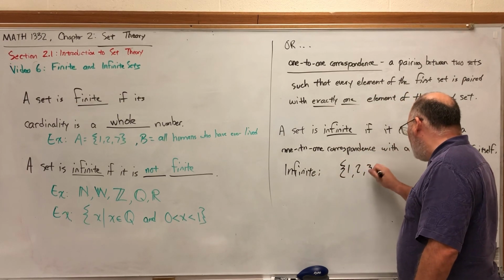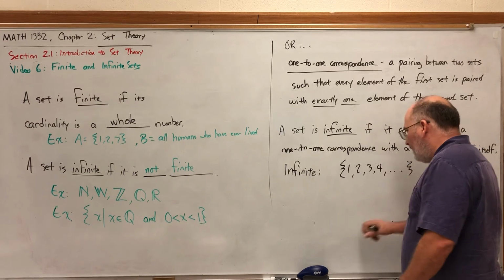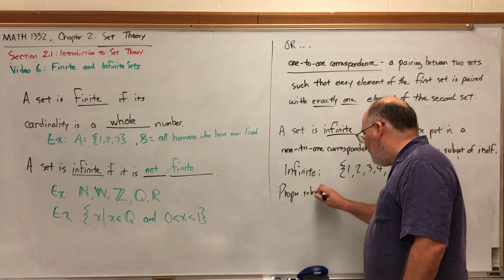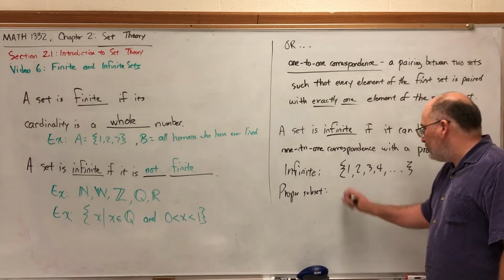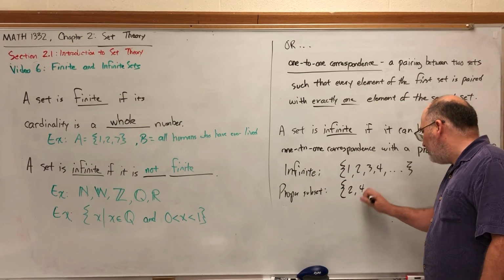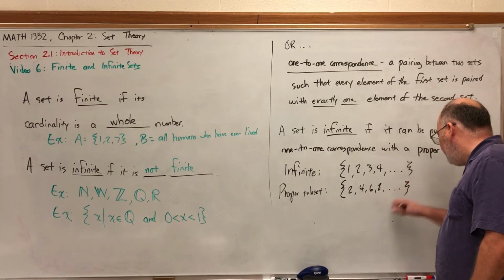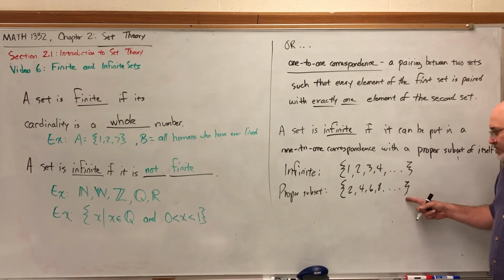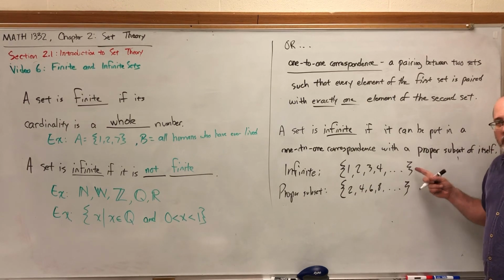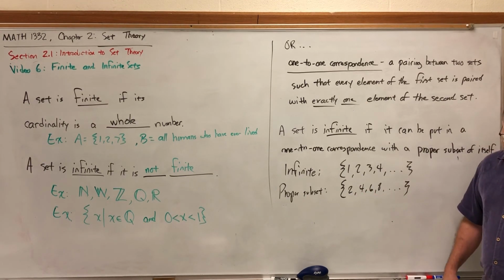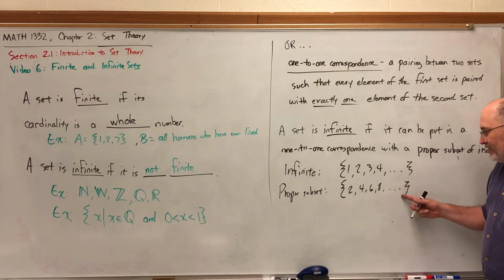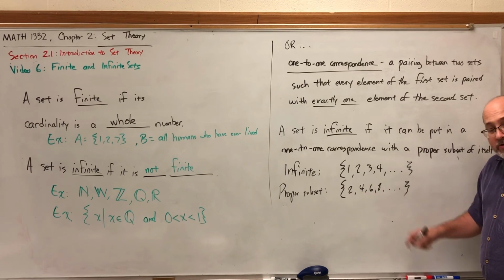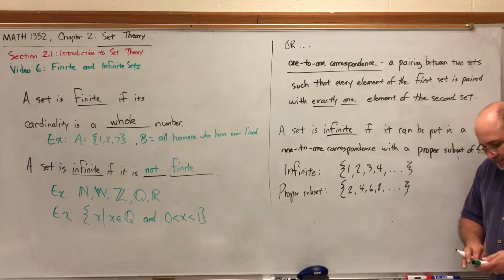1, 2, 3, 4, dot, dot, dot, and we take a proper subset, let's just take the even numbers: 2, 4, 6, 8, dot, dot, dot. I think it should be pretty clear that this set is a proper subset of the first one. The even numbers are a proper subset of the natural numbers because first off, every even number is a natural number. And secondly, not all natural numbers are listed here, so it is a smaller subset.